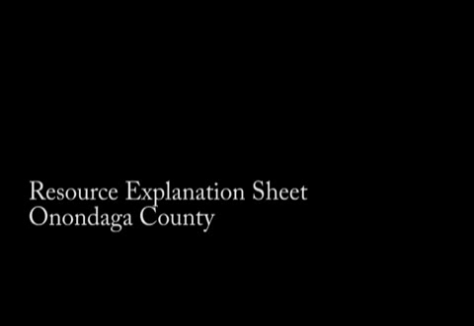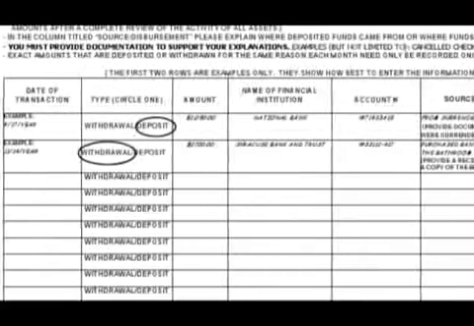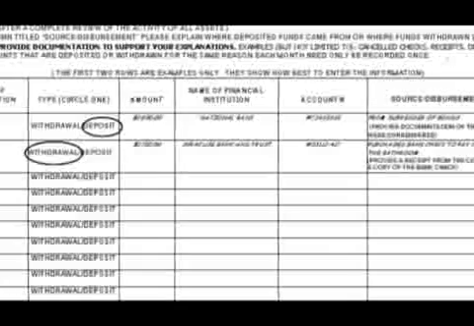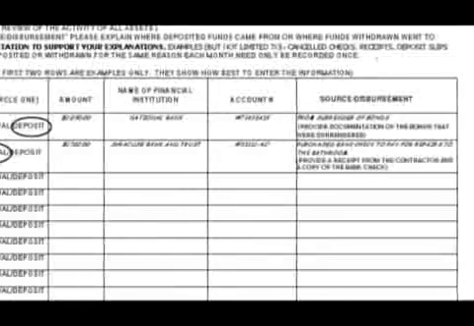Resource Explanation Sheet, Onondaga County. This form is provided as a means of organizing in writing all transactions, deposits or withdrawals of $2,000 or more for each of the resources owned currently or within the look-back period. The look-back period will be from the date of application back to February 1st, 2006, or for a maximum of 5 years, 60 months, whichever is less. This includes any accounts the applicant may have had at one time, but were closed out within the look-back period.